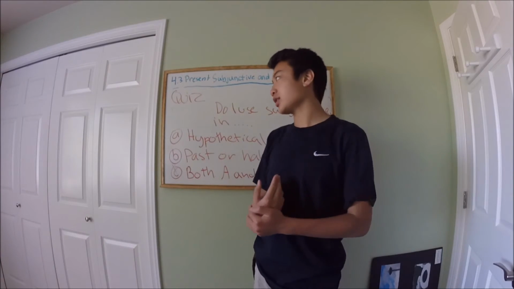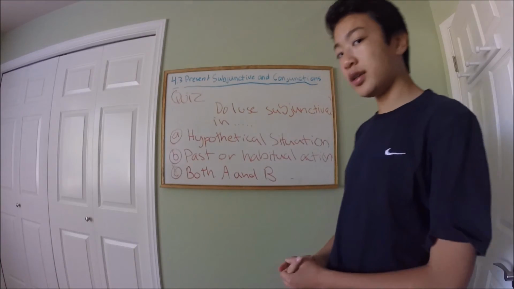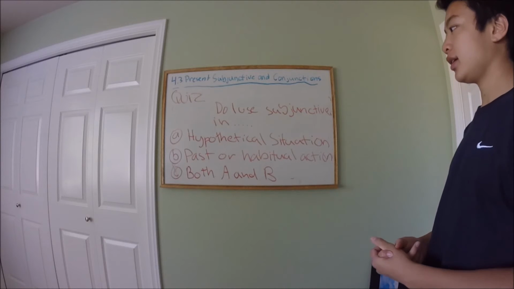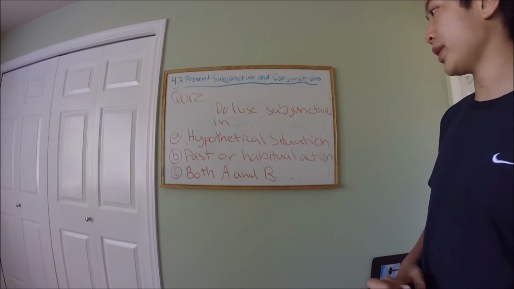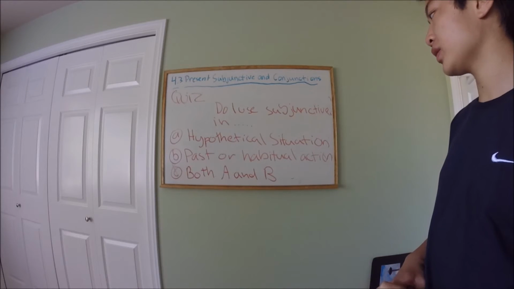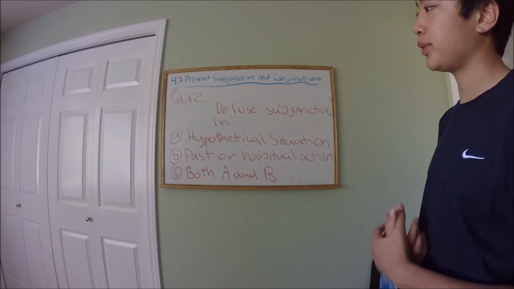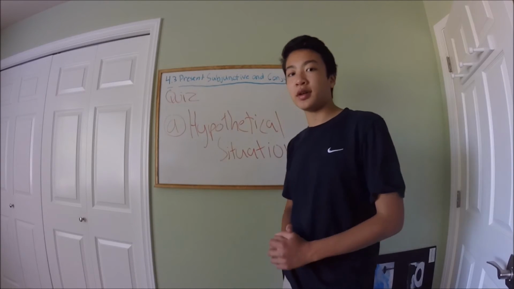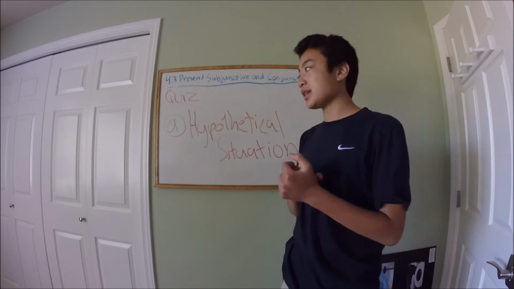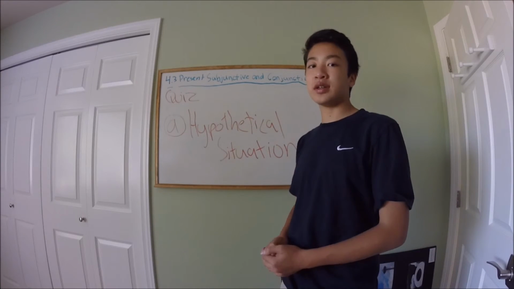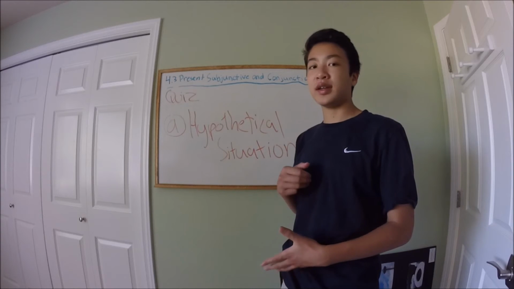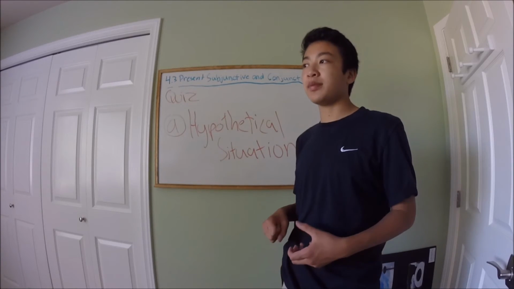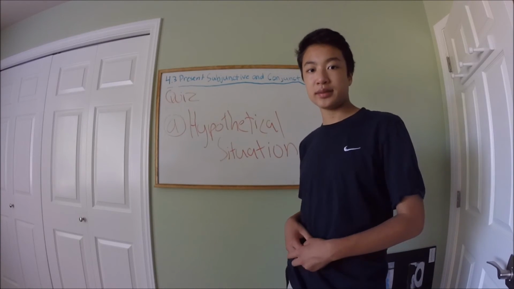Now on to question number 3. Do I use the subjunctive in A. Hypothetical situation, B. Past or habitual action, or C. Both A and B? If you said A, hypothetical situation, you are correct because past actions or habitual actions are always going to be in the indicative when there is a past action in the main clause.